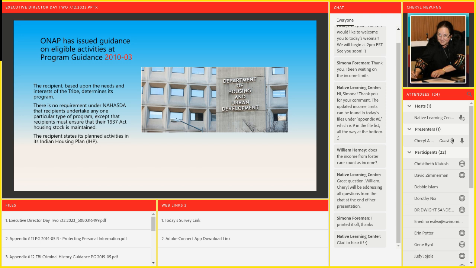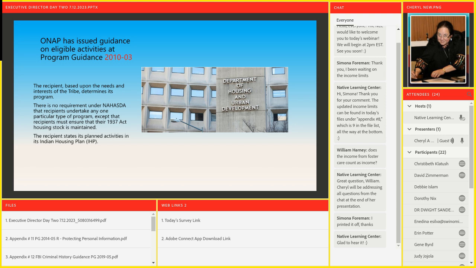And that's how you continuously, as an executive director, learn all of these separate components, because there's so many of them. So based on the needs and interest of your tribe, determine whatever program that you want to offer. No requirement under NAHASDA that you undertake any particular type of program, except if you have 1937 Housing Act stock, that CAS, anything built before NAHASDA, 1996 and back, you have to maintain those units, because you're getting a portion of your formula to maintain those units.